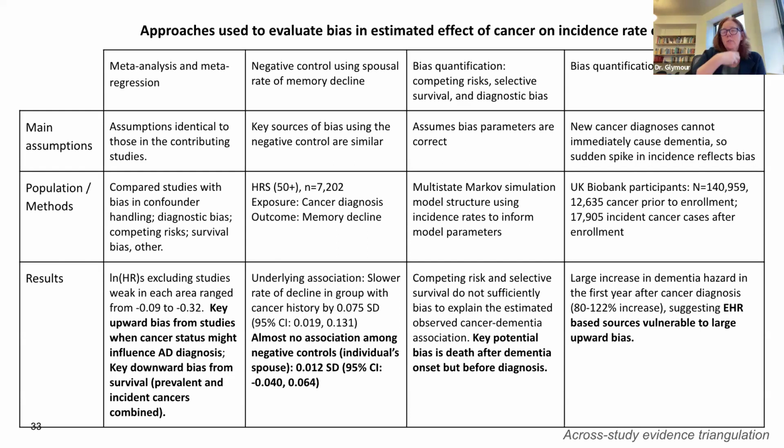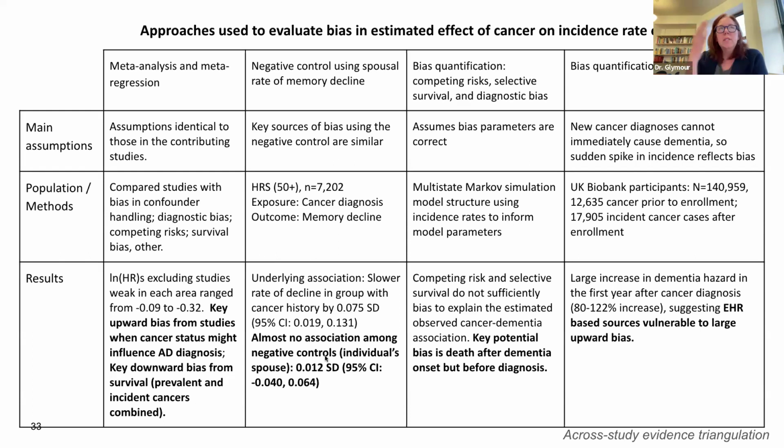So if you got cancer, you're going to get more healthcare, and that increases the chance you'll be diagnosed. The key downward bias, i.e. things that made cancer look more protective, was bias from survival, so if prevalent and incident cancers were combined.